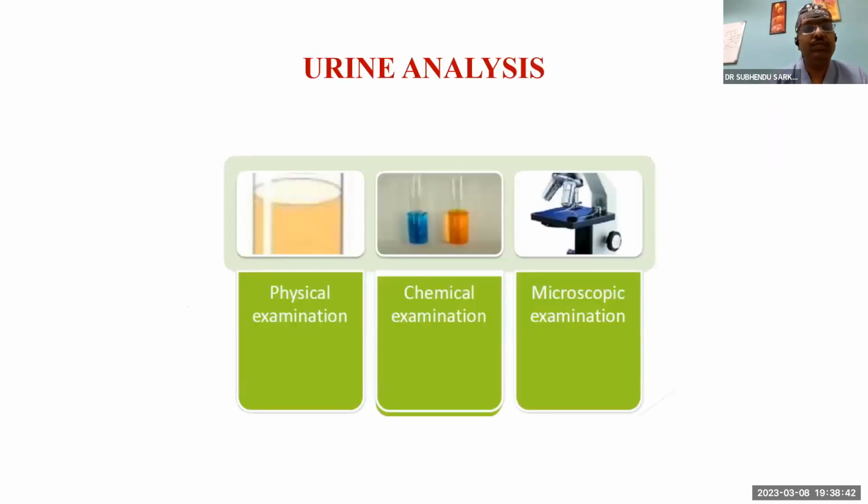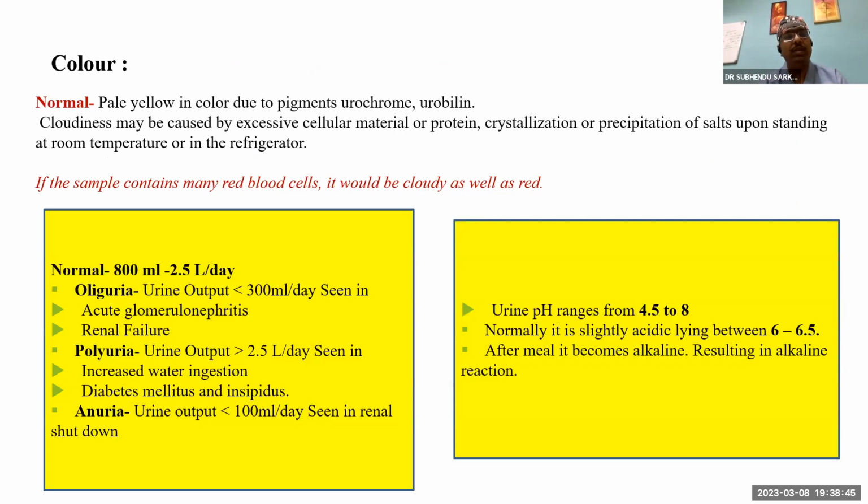So let's start with urine analysis. In the macroscopic examination, a pale yellow color is normal, with normal volume of 800 ml to 2.5 liters per day. Oliguria is when it is less than 300 ml per day, seen in acute glomerulonephritis and renal failure. Polyuria is when the output is more than 2.5 liters per day, as in diabetes mellitus and diabetes insipidus. Anuria is when the urine output is less than 100 ml per day, seen in renal shutdown. Urinary pH is usually 4.5 to 8, and normally it is slightly acidic, lying between 6 and 6.5. But after a meal, it becomes alkaline, resulting in an alkaline reaction.